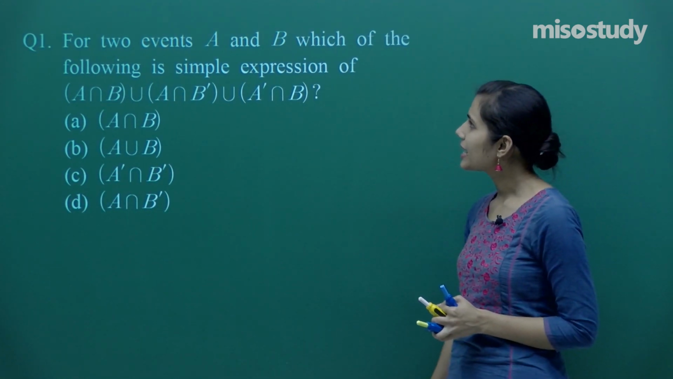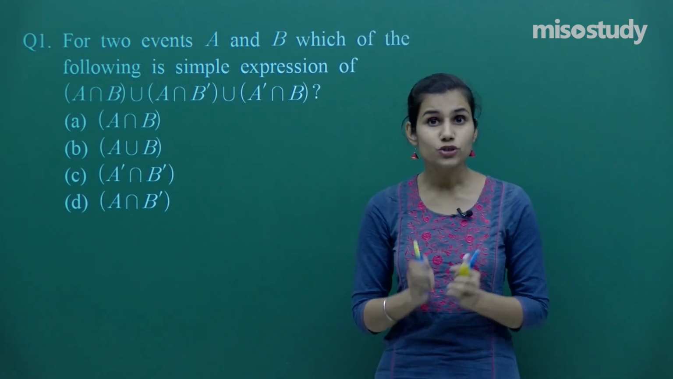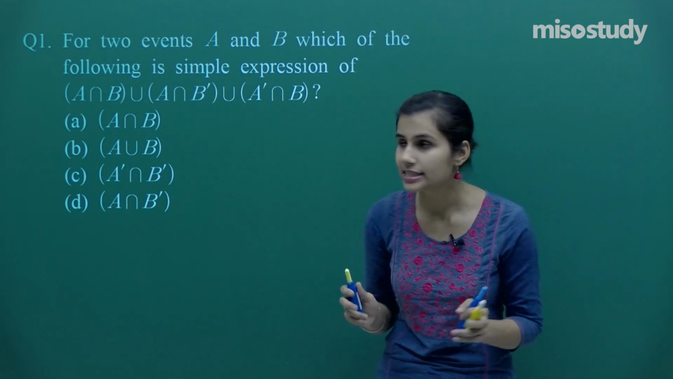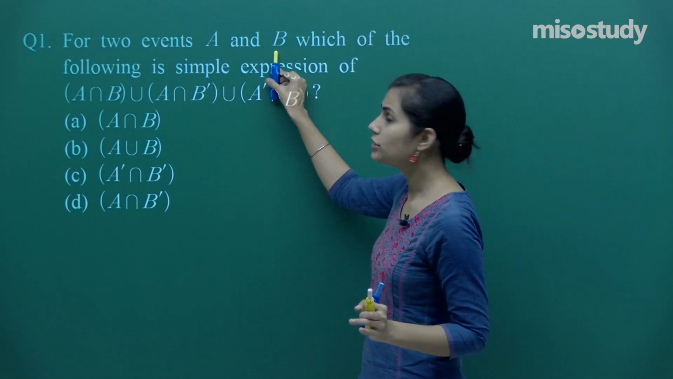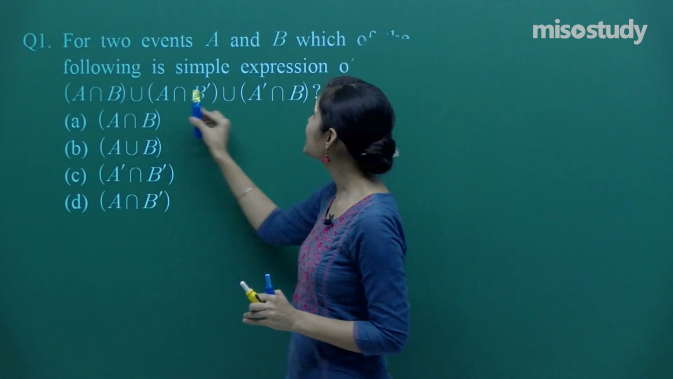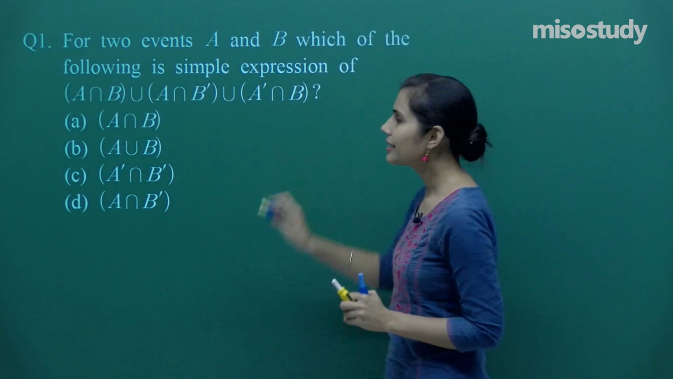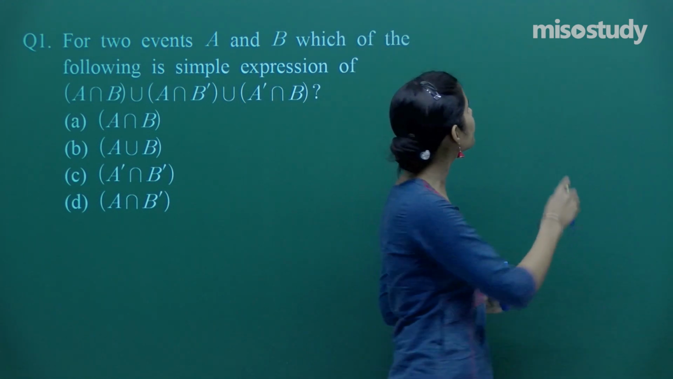The question says there are two events A and B. Basically two sets or two events distinct make the same sense. A is given to you as a distinct set and B is given to you as another distinct set. Which of the following is simple expression of this entire expression? Let me note this down for you.